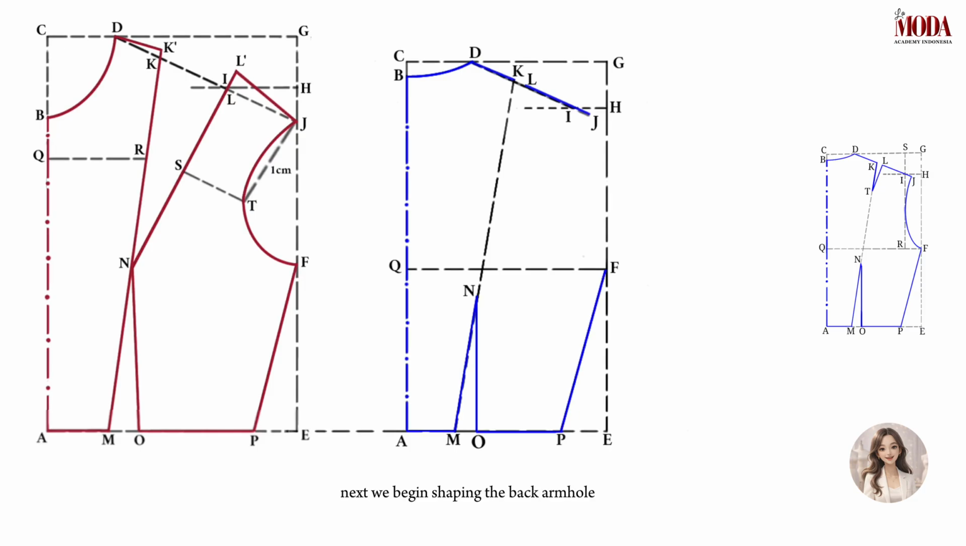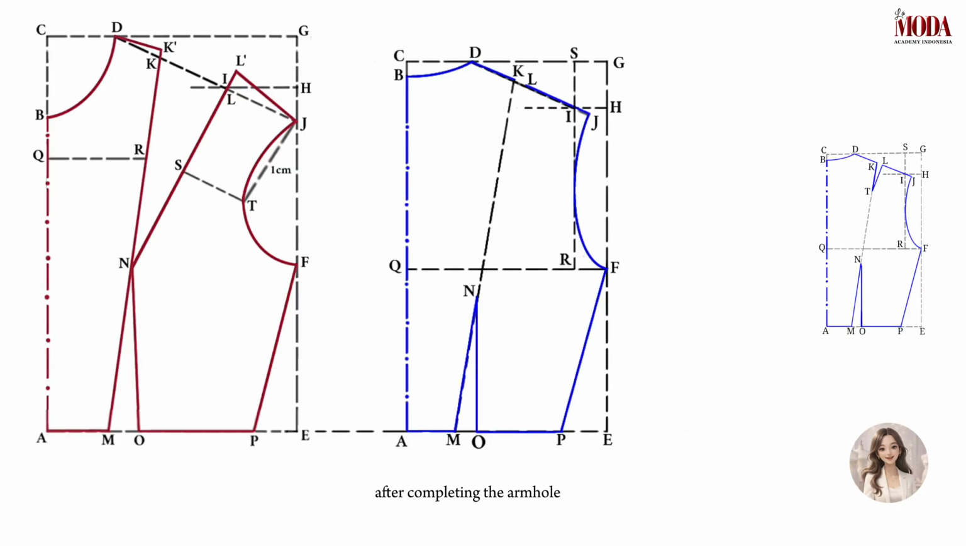Next, we begin shaping the back armhole. The distance from point Q to point R is calculated as half of the back width. Measure from point Q to the right to locate point R. From point R, draw a vertical line upward until it intersects line CG. Label this intersection as point S. The line from R to S serves as the boundary for shaping the back armhole curve. Then, form the back armhole by drawing a curve from point J to point F, as demonstrated in the video.